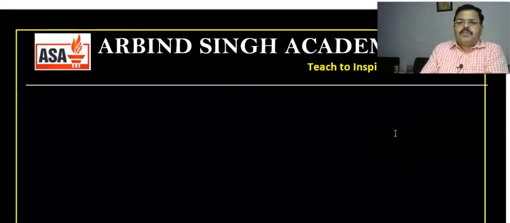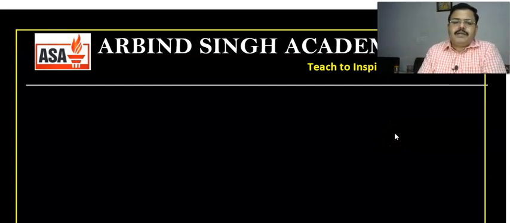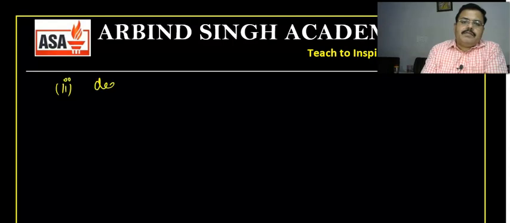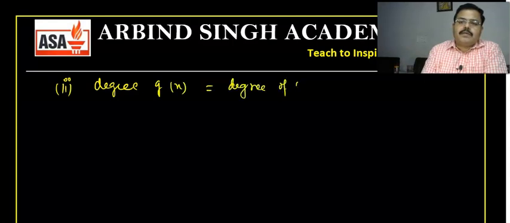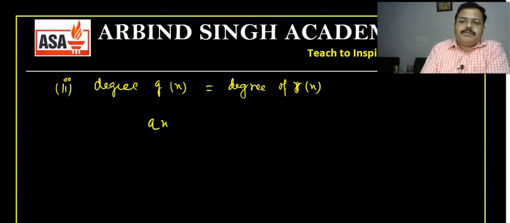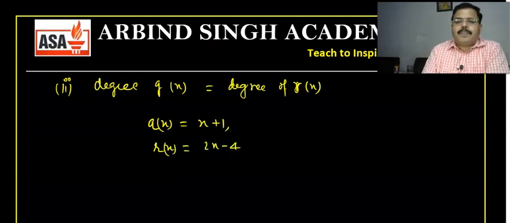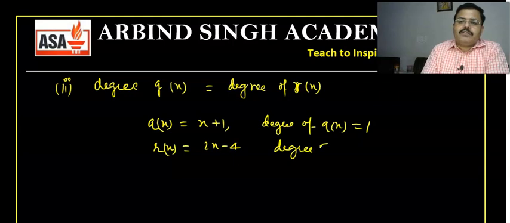Any such type of question can be taken in which the degree of both of them is the same. Now in the second part it is given that the degree of q(x) is equal to the degree of r(x), so the quotient and remainder have the same degree. Suppose q(x) is x plus 1 and r(x) is 2x minus 4, say. Using this, the degree of q(x) is 1 and the degree of r(x) is also 1.